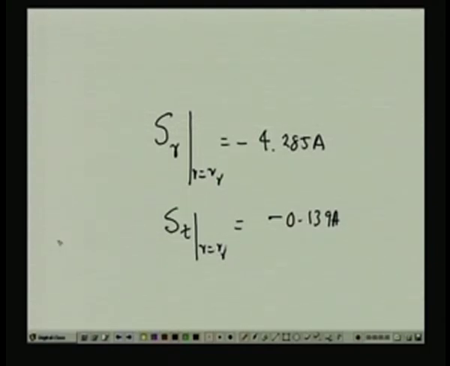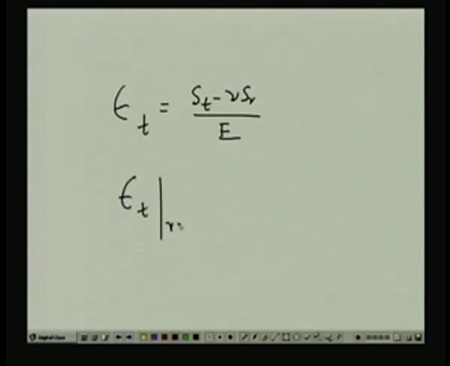Now, the diaphragm is in the state of biaxial stress, and both the radial and tangential stress contribute to the radial and tangential strain. So, epsilon T we know is ST minus nu SR by E. So, epsilon T at R equal to RT, I should say, is 3.4426 A by E, right.